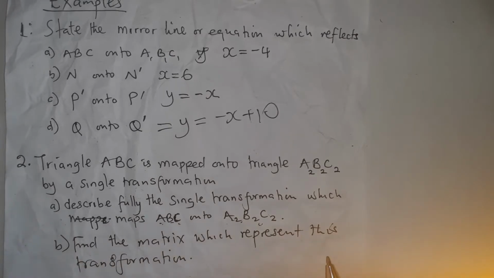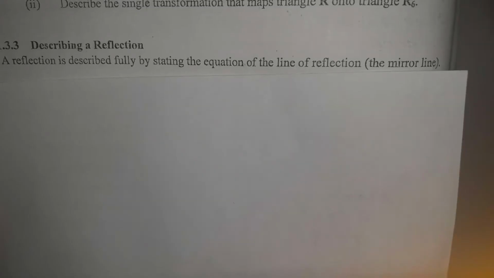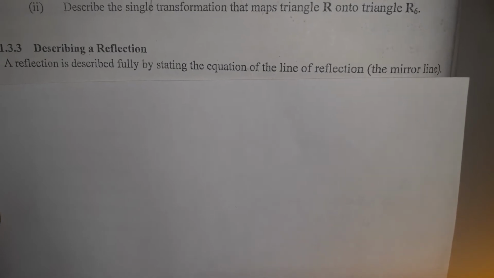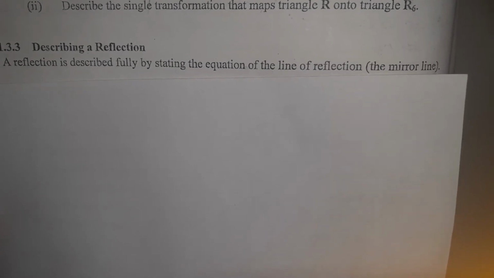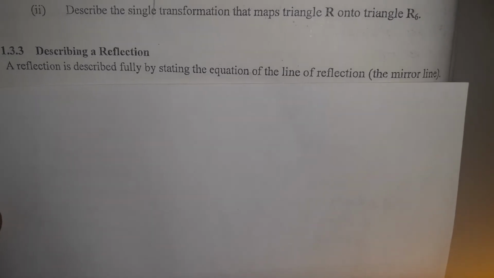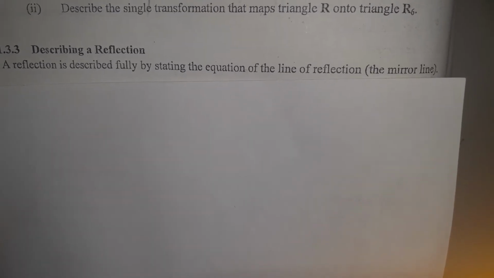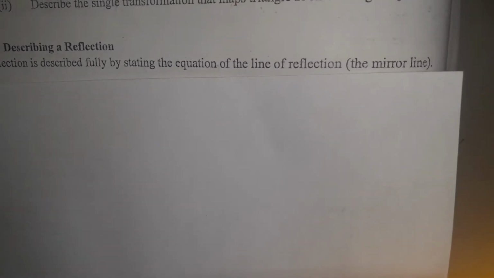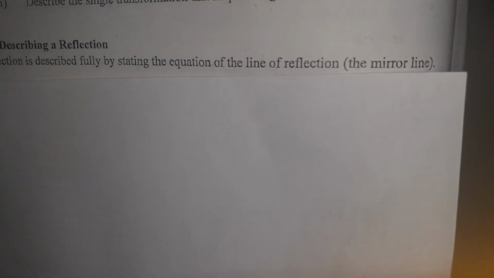Okay, so how do we describe reflection? Here is the definition of the description. A reflection is described fully by stating the equation of the line of reflection, which is the mirror line. Take note of that.